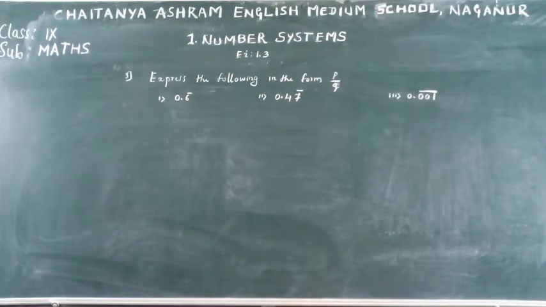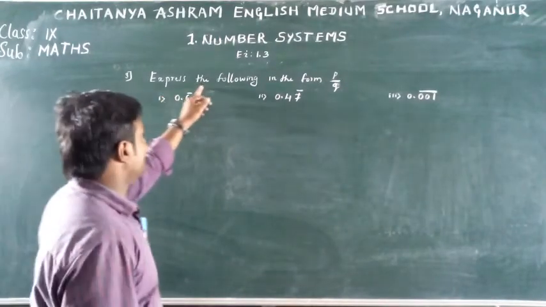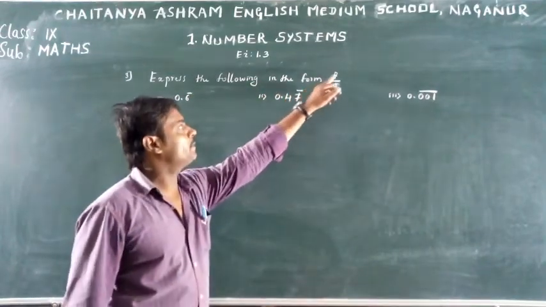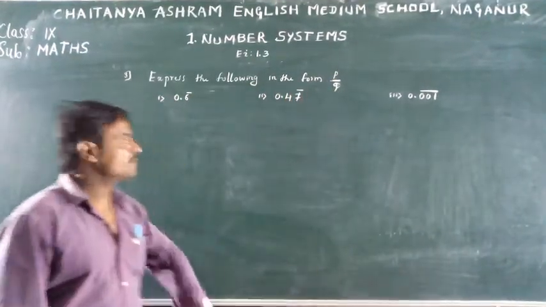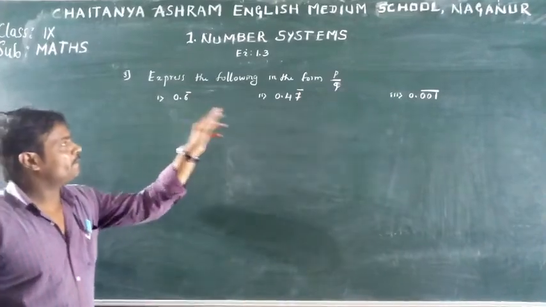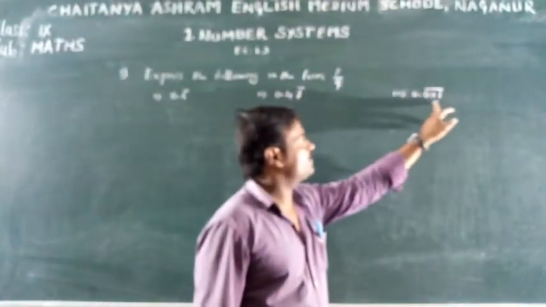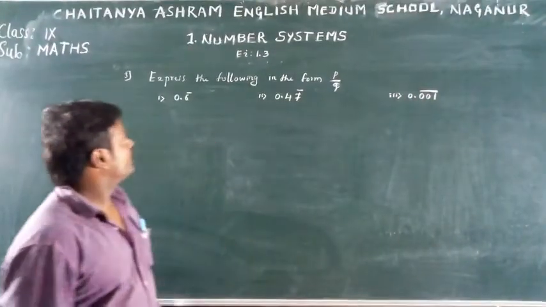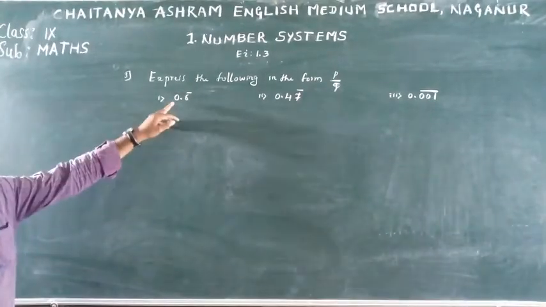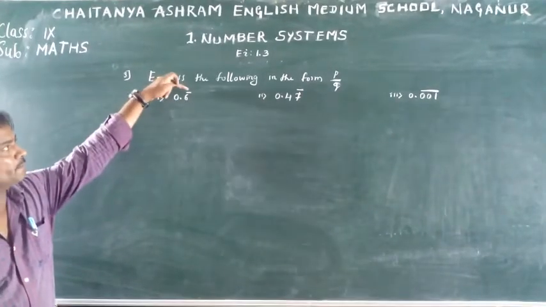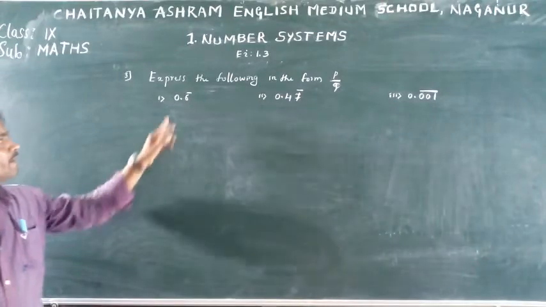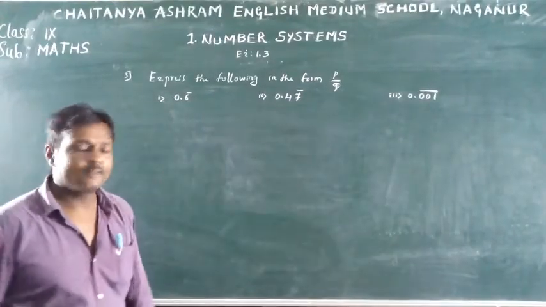Okay, dear children, see the next question. Express the following in the form of p by q. First, observe the type of decimal expansion of these three. So now observe here, this is 0.6 bar. What kind of decimal expansion is it?